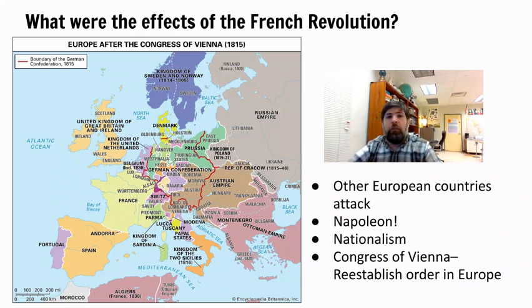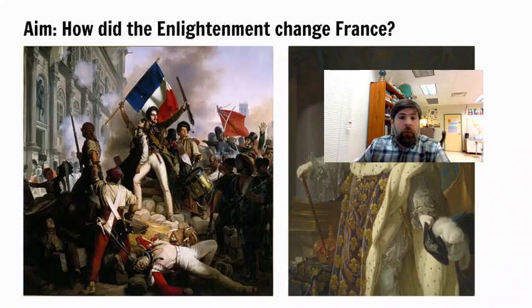The French Revolution really challenged the status quo, the way things were in Europe. It really shook things up and made kings and queens realize that they couldn't go on mistreating poor people and getting away with it. They were going to have to come up with some other way to make the people feel heard. Okay, how did the Enlightenment change France?